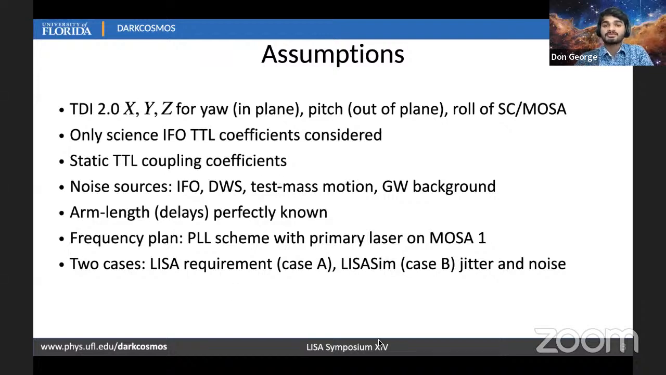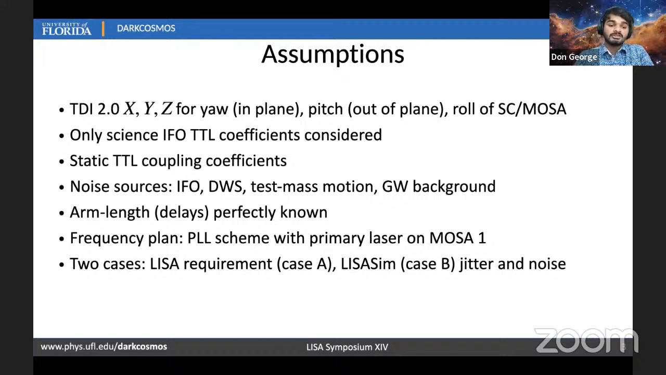We assume that we have some noise floor along with the tilt-to-length, and we assume that this is not contaminated by laser frequency noise because we assume that we know the delays along the arms perfectly well. For a more realistic case, we assume that we have a frequency plan. And in our case, we assume a PLL scheme with the primary laser being on MOSA 1.